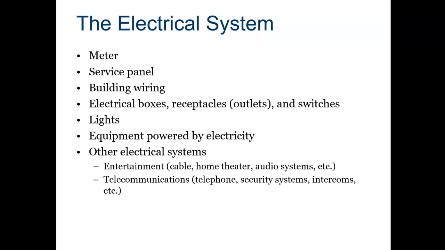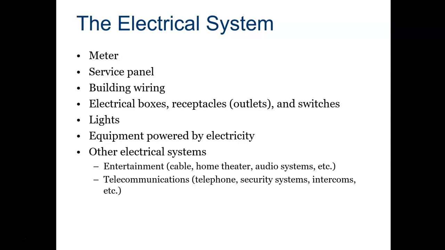Some other electrical systems, as I already stated: entertainment, cable, home theater, audio systems, etc. Telecommunications for home phones, non-mobile. Also for security systems, intercoms, and such as this.